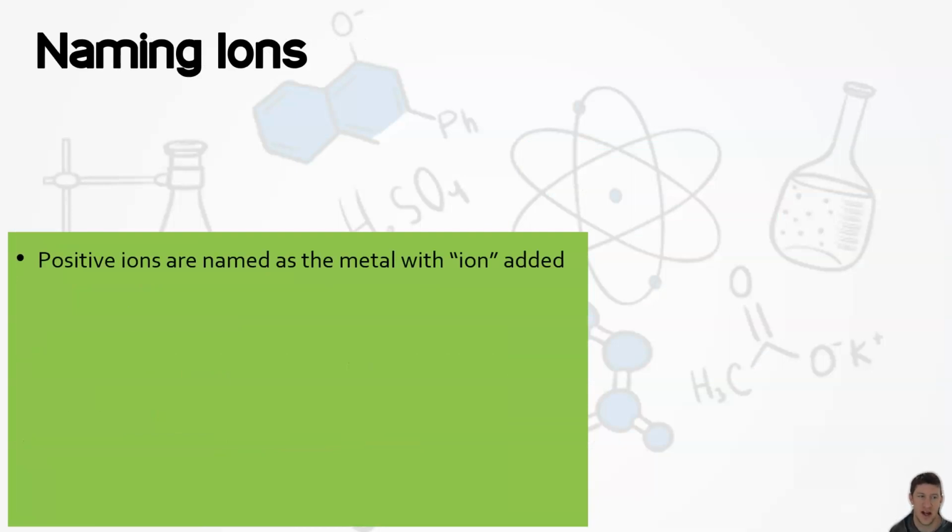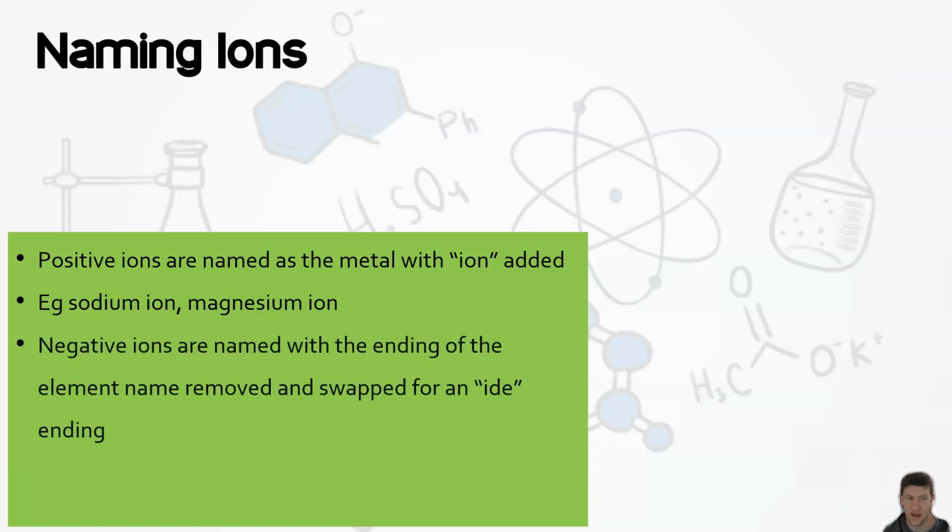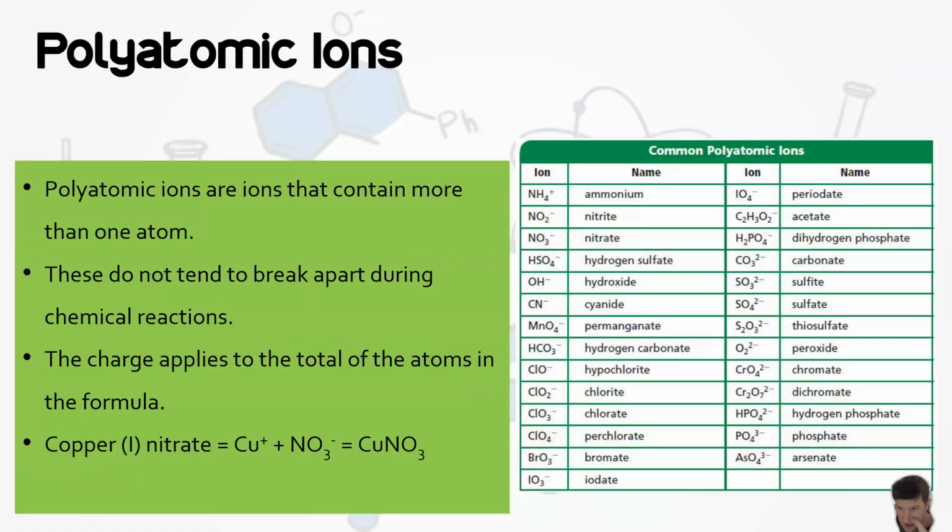So let's look at some of the rules. The positive ion is named as the metal with the word ion added to it. For example, a sodium ion, a magnesium ion. That's how we name it. A negative ion is named with the ending of the element's name removed and swapped for an "ide." So things like nitride, fluoride. If you look back at our table, you see the ides.